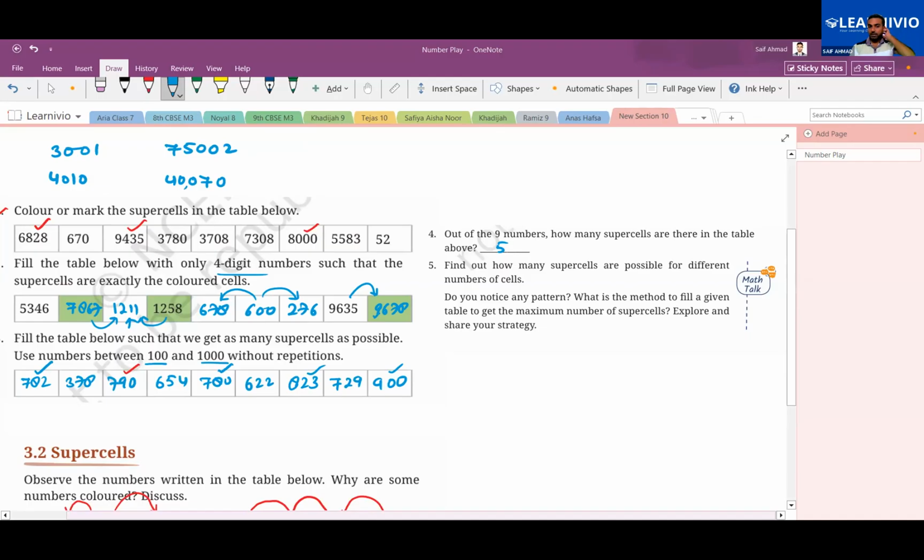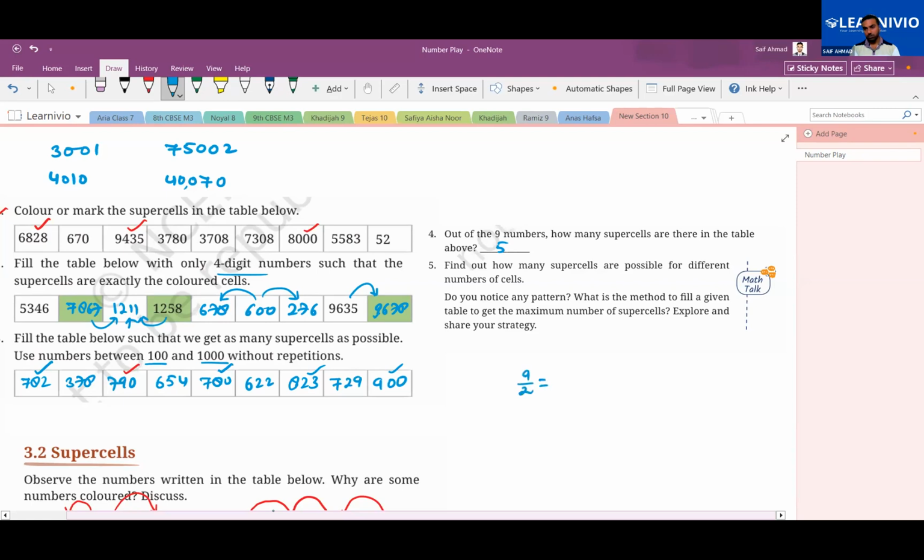Now, how many supercells are possible for different number of cells? The number of supercells is more than or equal to half of the number of cells. You can see here, how many cells are there? 1, 2, 3, 4, 5, 6, 7, 8, 9. 9 cells are there. And how many supercells are there? 5. So it must be equal to half of the number.